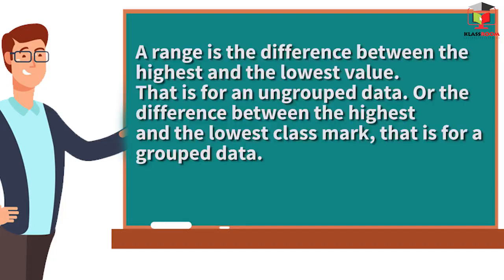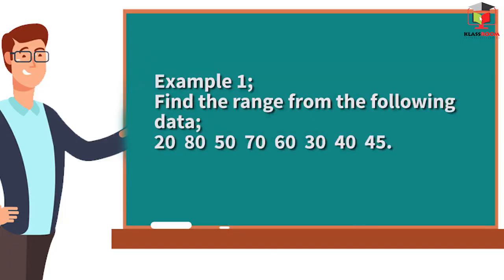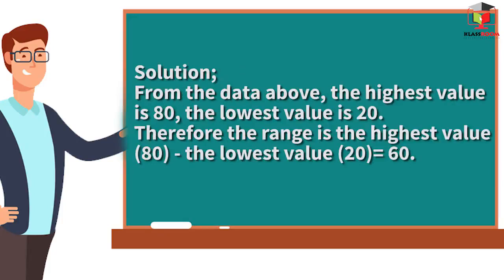Range. The range is the difference between the highest and the lowest value, that is for an ungrouped data, or the difference between the highest and the lowest class mark, that is for a group data. Example 1. Find the range from the following data: 20, 50, 80, 70, 60, 30, 40, 45. Solution. From the data above, the highest value is 80. The lowest value is 20. Therefore, the range is highest minus lowest value, which equals 80 minus 20, which is 60.